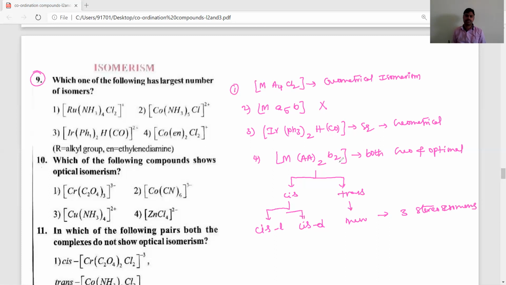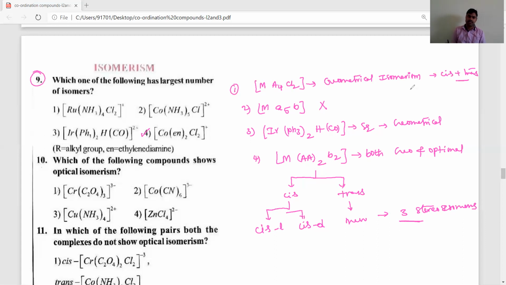Three stereoisomers are present. So a large number of isomers are present for Co(en)2Cl2+. This complex has more isomers because it has 2 geometrical isomers and 3 optical isomers are present. The total stereoisomers are 3. Okay students, now the first complex only shows geometrical isomerism, cis and trans. Only 2 geometrical isomers, or 2 stereoisomers, are present.